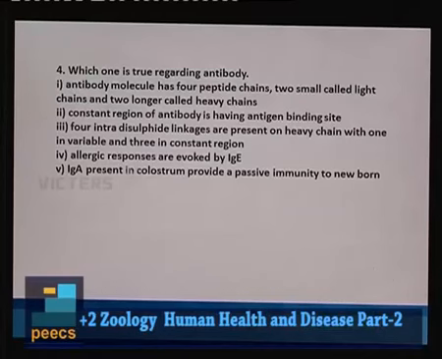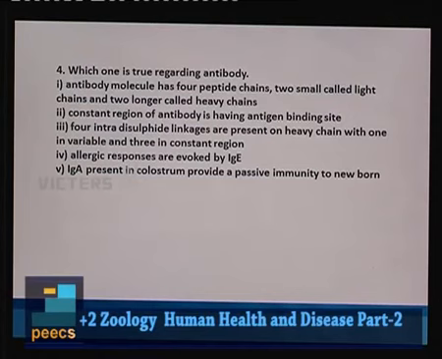Coming to the fourth question, which one is true regarding antibody? The statements are: the antibody molecule has 4 peptide chains, 2 small called light chains and 2 longer ones called heavy chains. This is a true statement. The constant region of antibody has the antigen binding site. It is wrong. Actually, the variable region of antibody has the antigen binding site.